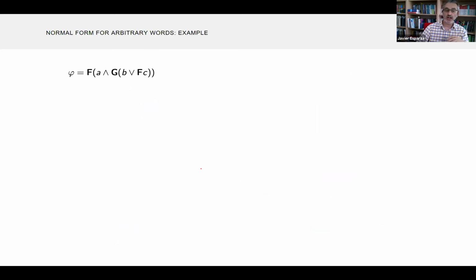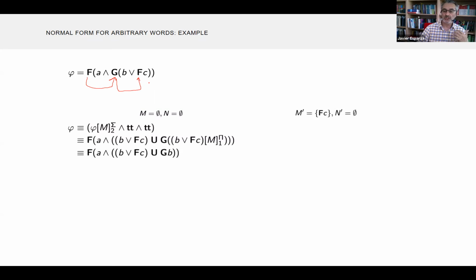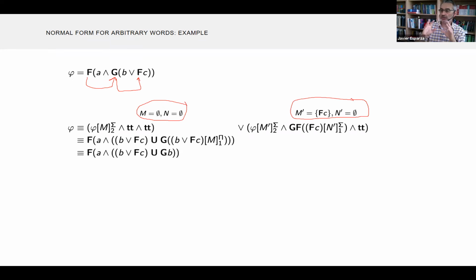Okay, so here you have an example. Here you have a formula where you have an F and then nested within it a G and then nested within it an F. So this formula is not in delta 2, and you can obtain a formula in delta 2. You are only going to have two interesting cases here, this case and that case, even though in principle there are more, but for all other cases, the formulas that you are going to obtain are trivial, true or false.